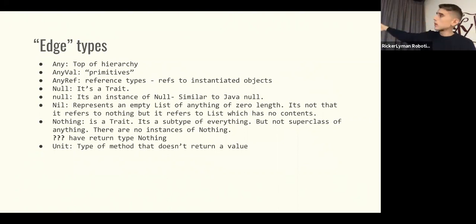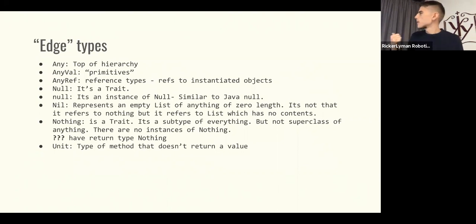And Nil, as you already learned, is basically an empty list. And what else? There are no instances of Nothing, it's just a type. And this triple question mark we used a lot in our practice. This is basically a method which returns the Nothing type, but actually it just throws an exception. There is no value for a Nothing type.